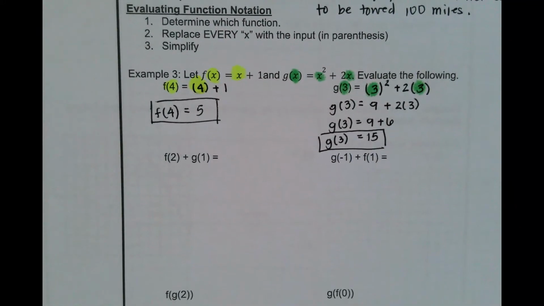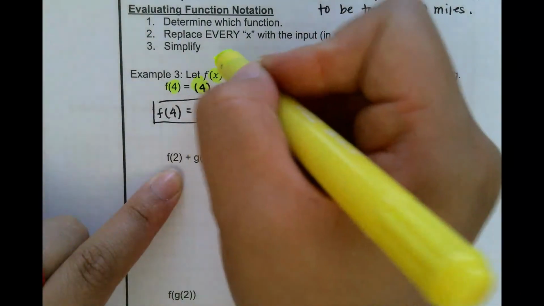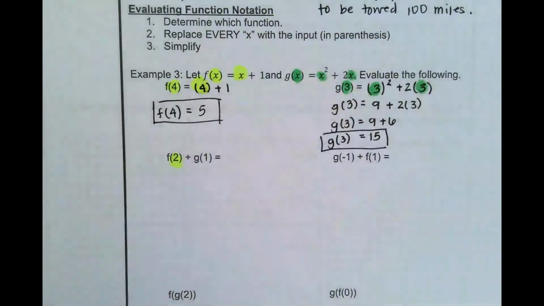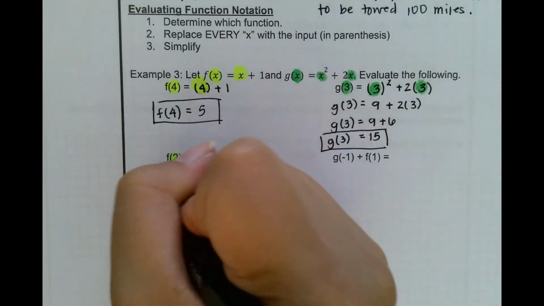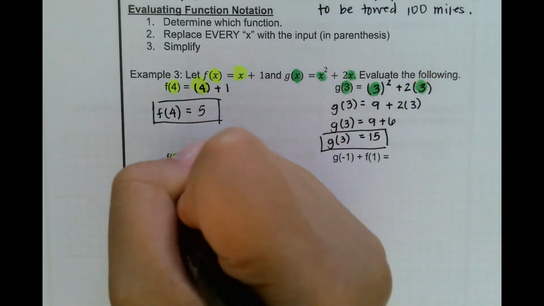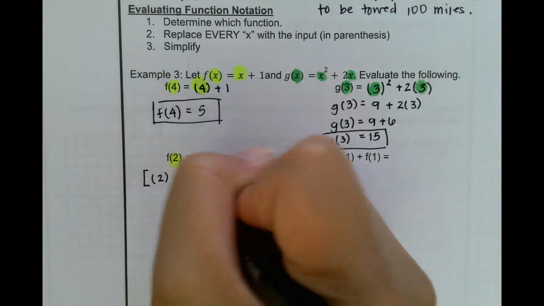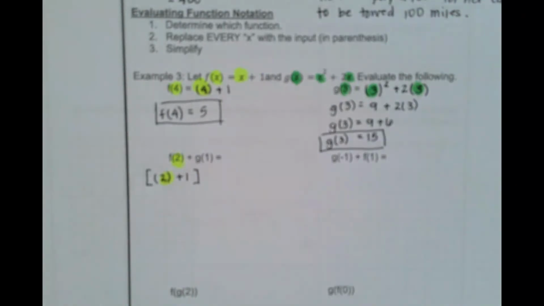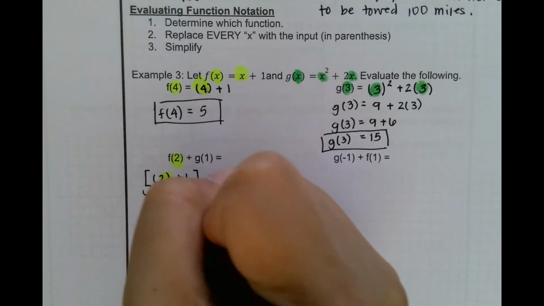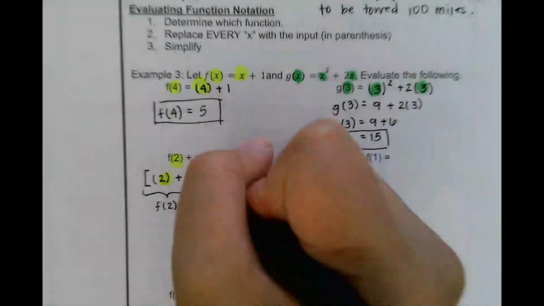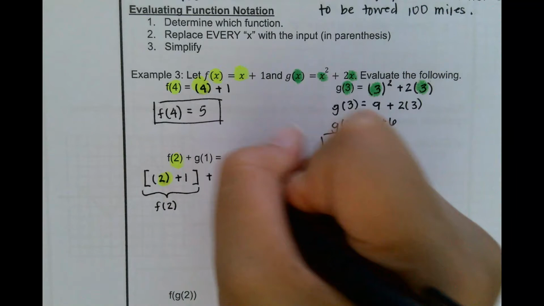Okay, so f of 2. Here, I'm going to use the f function, and I'm going to replace it with 2. So here, I'm replacing it with 2 and then plus 1. Right? This is the f function. Here is the f function. And then we're going to add g of 1.